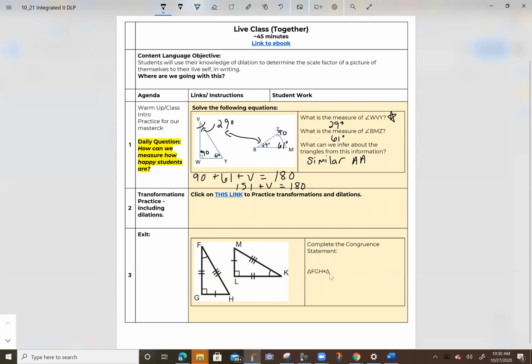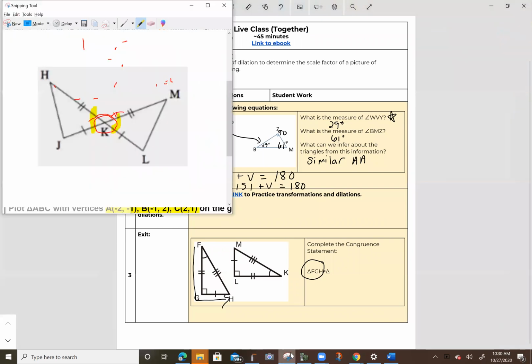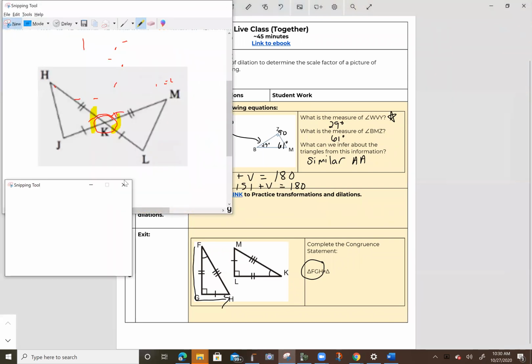Then the exit ticket was complete this congruent statement. This is where order matters. We are going FGH. Okay, on the first one. So here's the important piece. Let's see if I can play around with this.